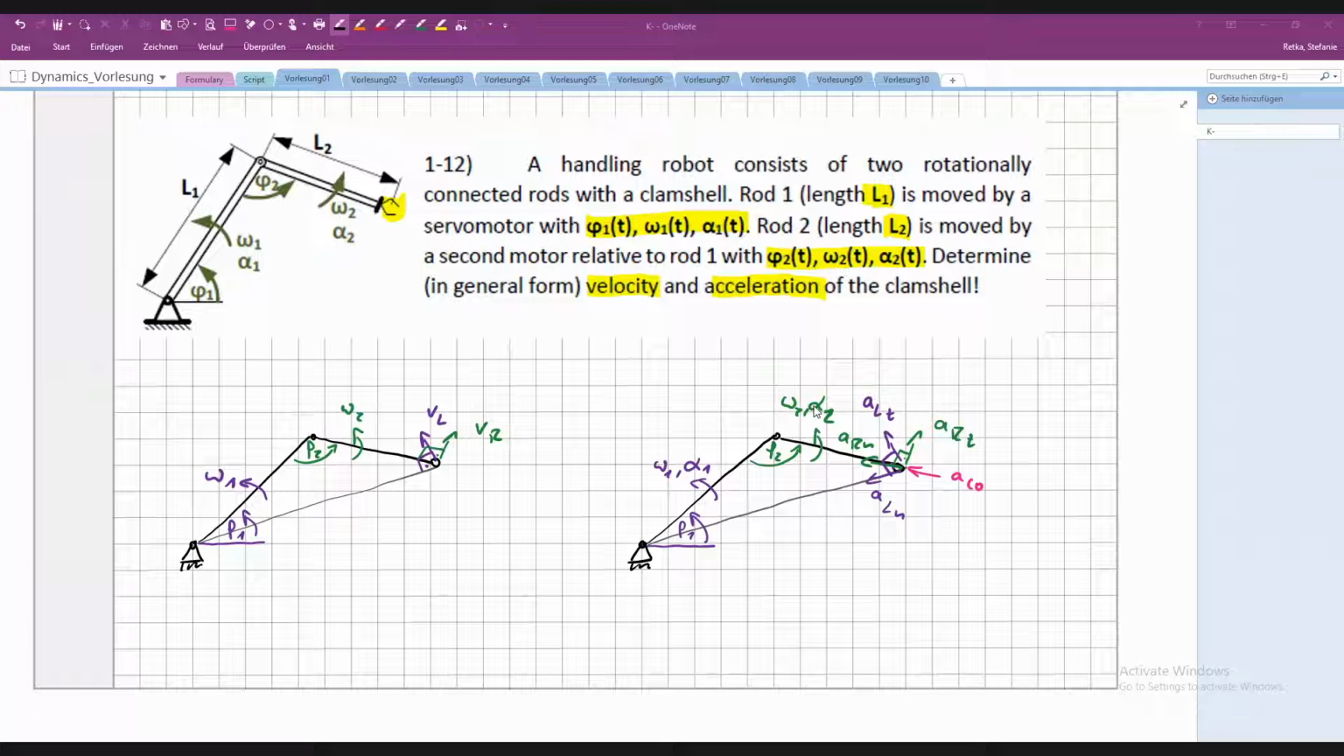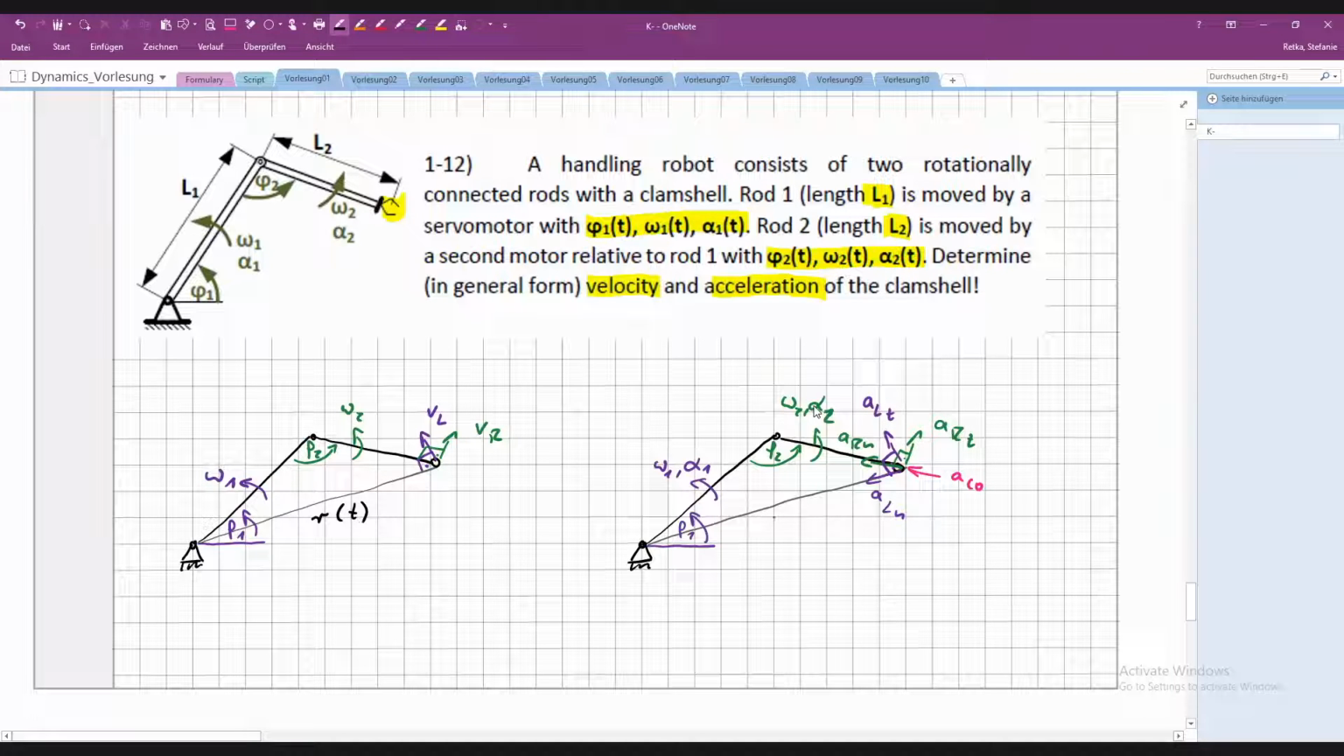So the radius of the circular path is the distance between the hinged support and the clamshell. This line that I drew here, that's the radius of the circular path. That means this is our distance. And of course, it's time dependent.